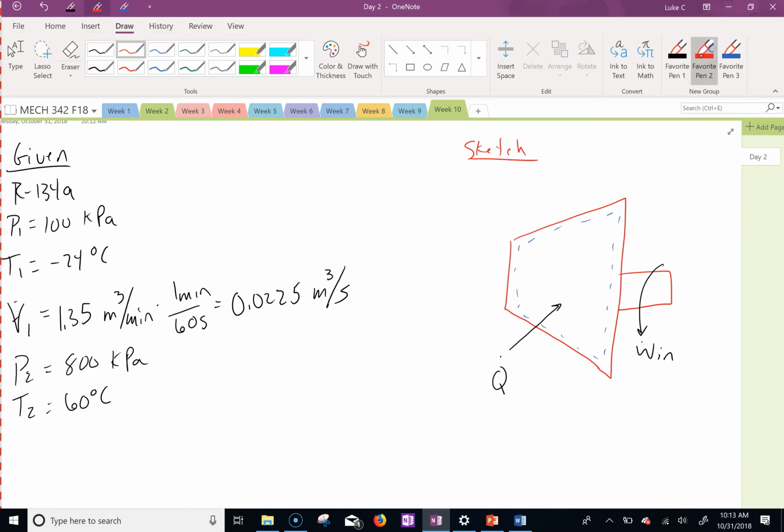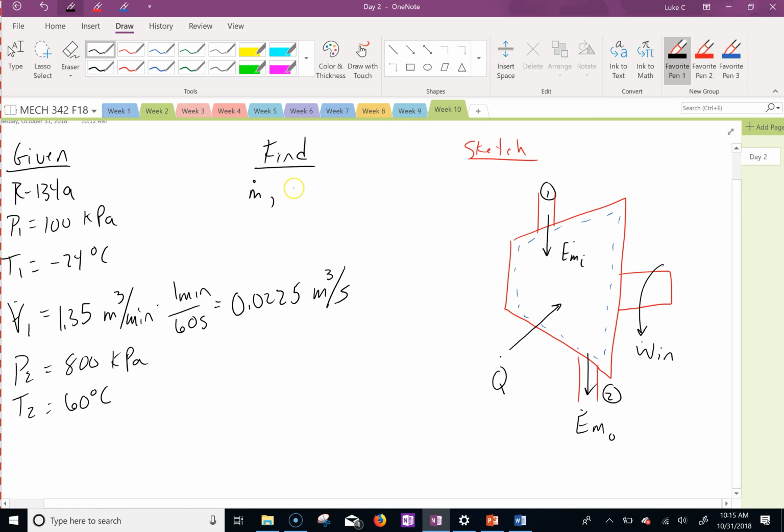Then we have flow in and flow out. So I call it E of the fluid mass in, E of the fluid mass out. Let's label this in as 1 and out as 2. Okay, so let's just write here: find m dot and W in.